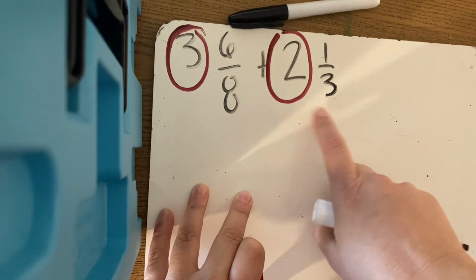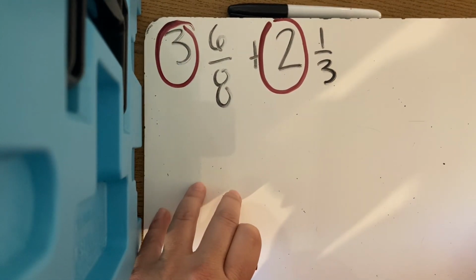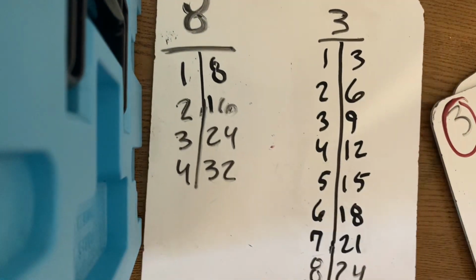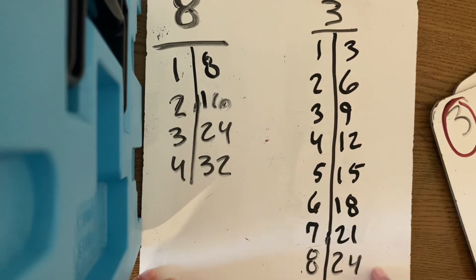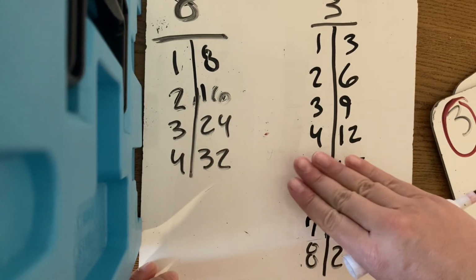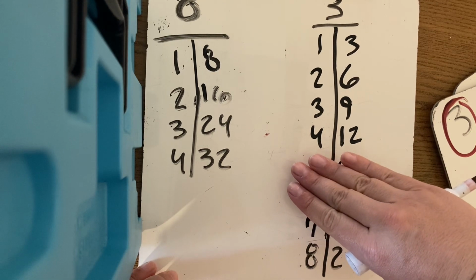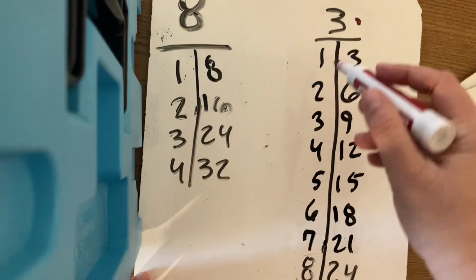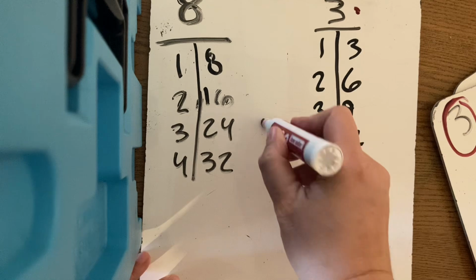So that means I need to make my multiples charts for 8 and 3 to find a common denominator, which I already did. Okay, and we can see I had to go pretty far down for 3, because if I'd only gone to 4, we wouldn't have seen anything in common on the right. So if you do need to go further down, it's always going to be for the smaller number. So if we look, it's 24 that's in common.